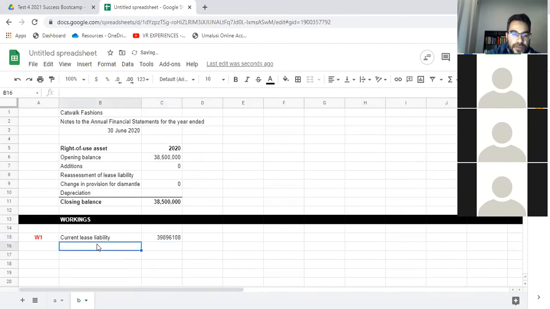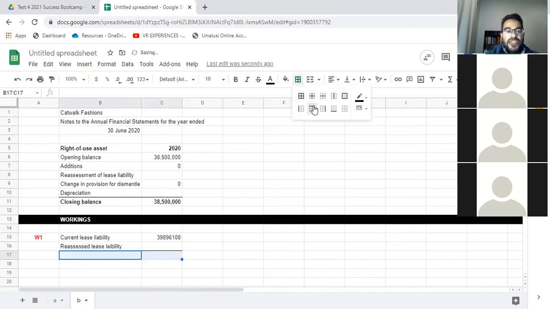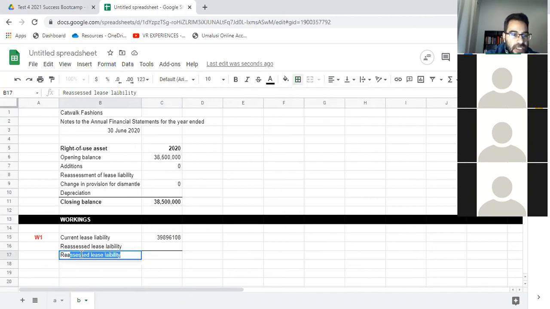And then we're going to say reassessed lease liability. We're going to have to work that out, and that will be the reassessment adjustment. The difference between the two will be a reassessment adjustment, either an increase or a decrease. Okay, so reassessment adjustment. So this was given. Just make sure that I took the right number down based on what the required gave. The number is correct. Okay.